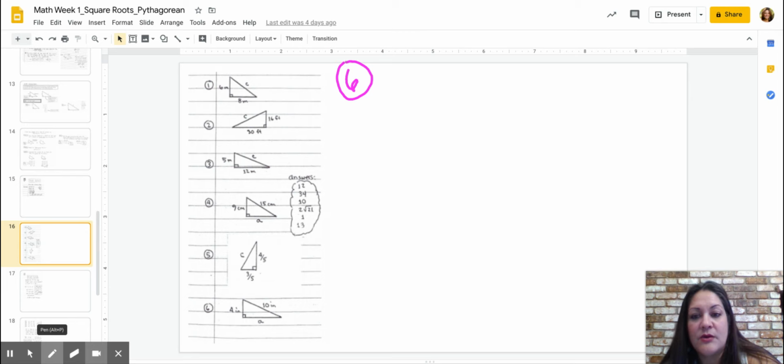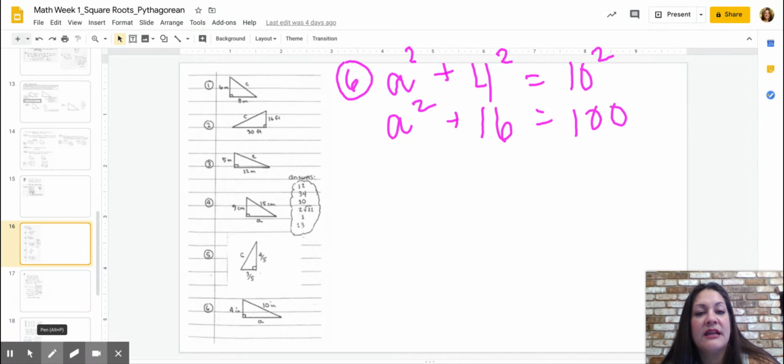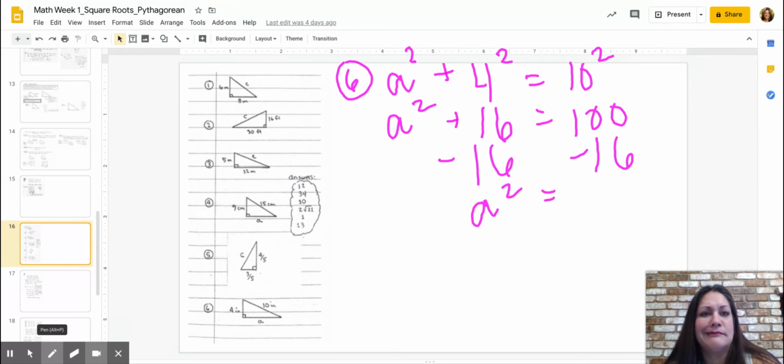Okay, so we have a squared. A is our unknown. 4 inches squared plus... equals 10 inches squared. Solving for A, 16 plus A squared equals 100. Subtract 16 from each side. So A squared, what is that? 84. Oh, well, that is not a perfect square.